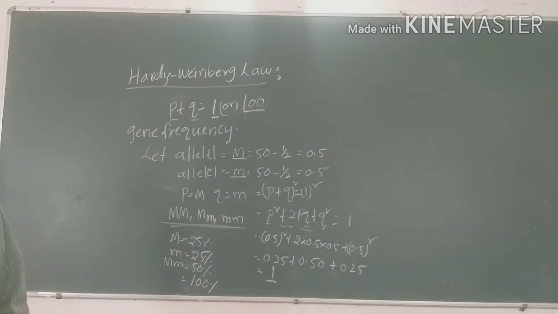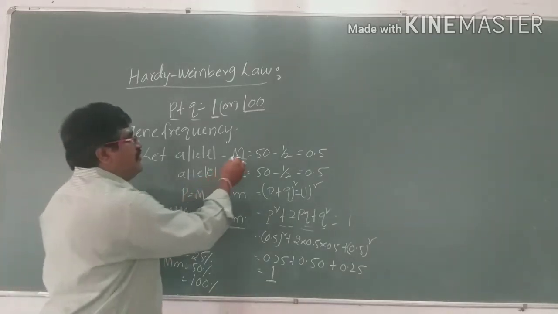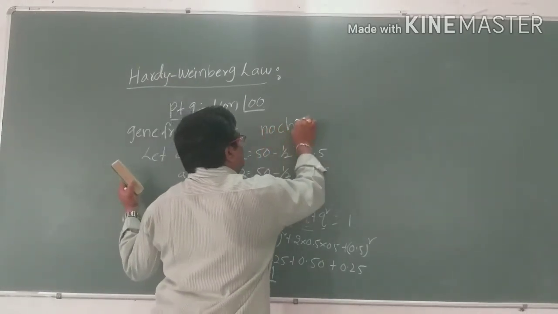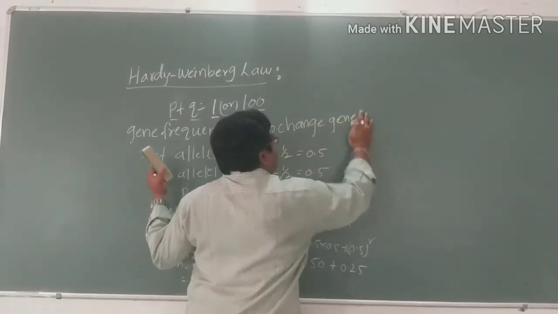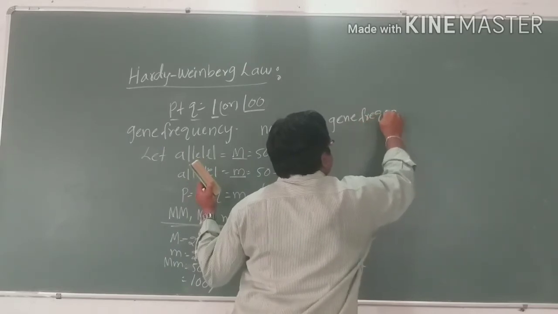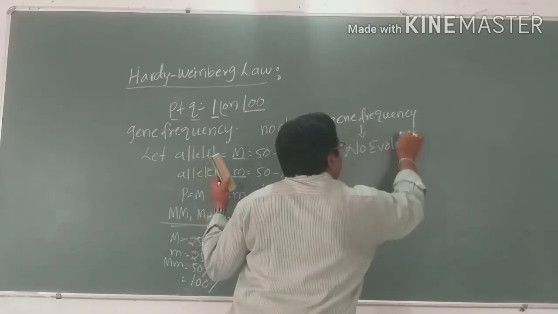So from the above equation we can see that the proportion of alleles remains the same, and the value of p plus q is equal to 1. So it shows that there is no change in gene frequency and there is no evolution. The change in gene frequency does not take place. If there is no change in gene frequency, it shows that there is no evolution.